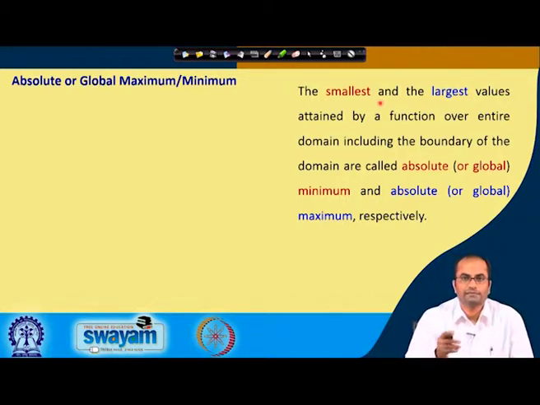So, in that case, we will call such a value the absolute minimum value of the function or the absolute maximum value of the function. And we have to include naturally the boundaries as well, the boundary of the domain, to find such an absolute maximum or absolute minimum.